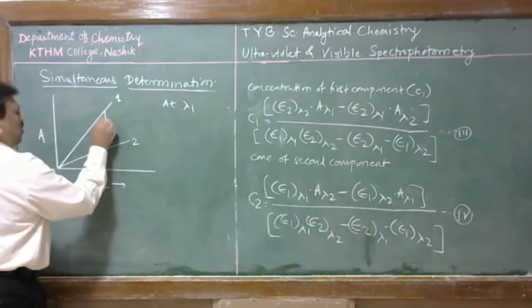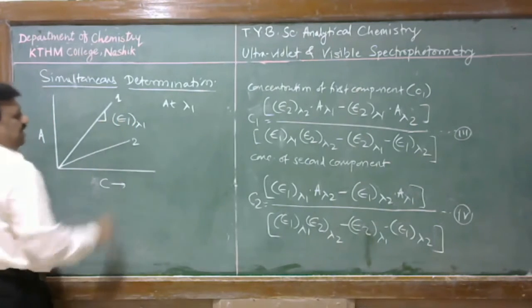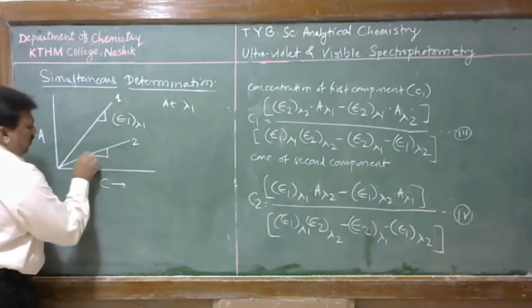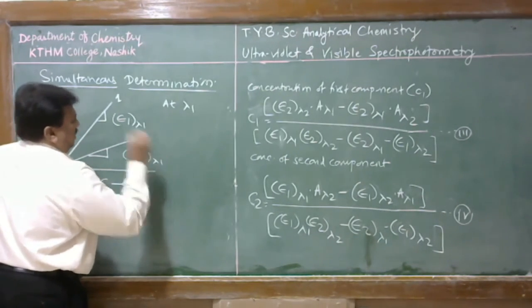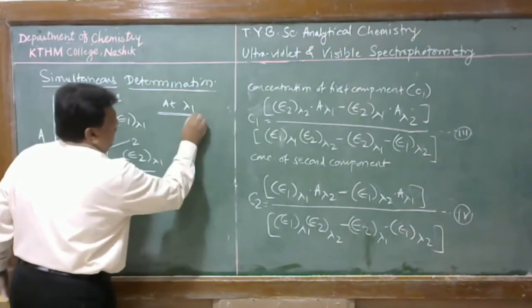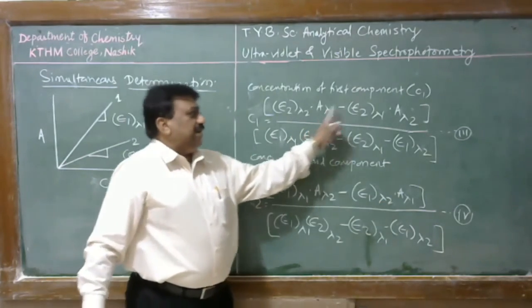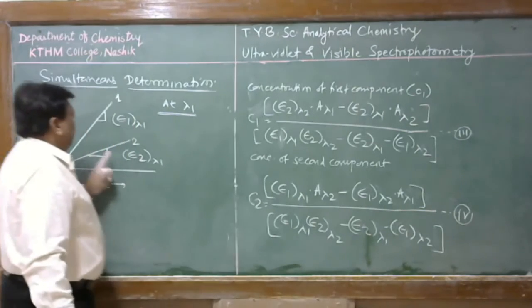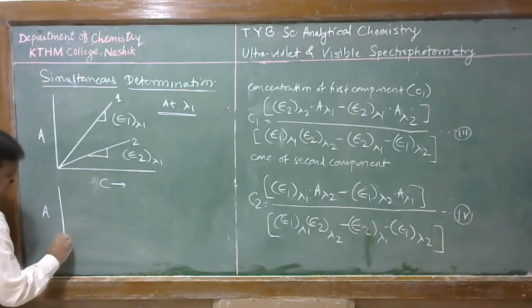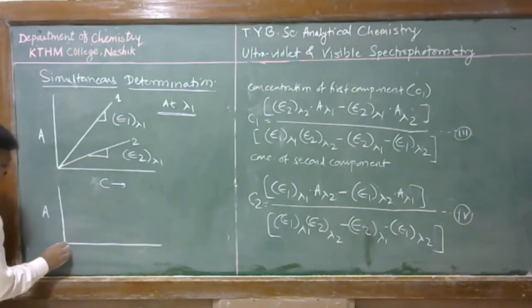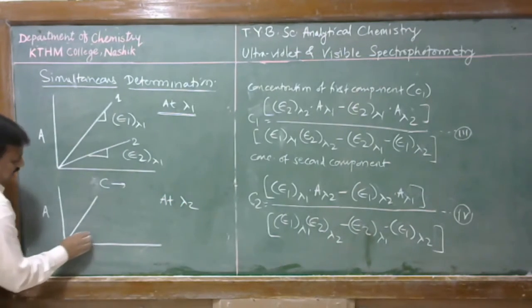We can determine the slope of this line, that is epsilon of the first component at its own wavelength, lambda 1. If we determine the slope of this line, that is equal to epsilon 2 at lambda 1. Here A1 and A2, that is A lambda 1 and A lambda 2, are obtained when we test the mixture at lambda 1 and lambda 2. Similarly, we have this calibration curve at lambda 2. Therefore, at lambda 2 we have this curve and this curve.